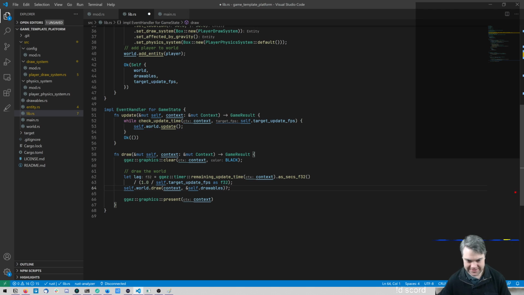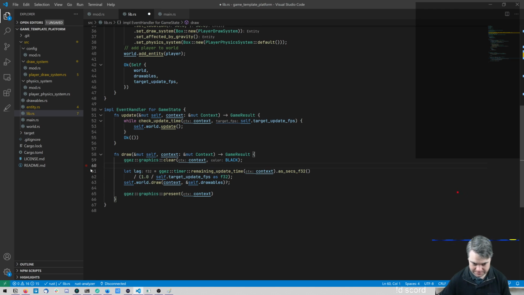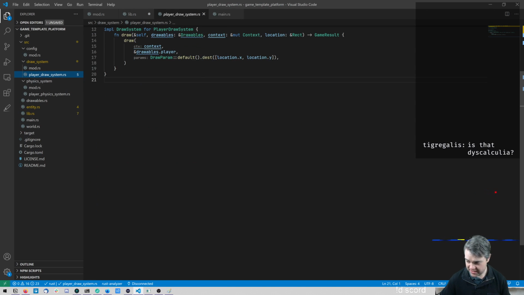Anyways, regardless of this, we now have our lag time. This is the time between frames. What we can do is hand this into the draw. So let's start backwards and just imagine that we have this, and then we'll know exactly what we need to pass in order for this to make sense. So we're going to go all the way to the player draw system.